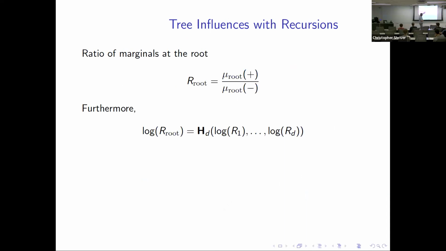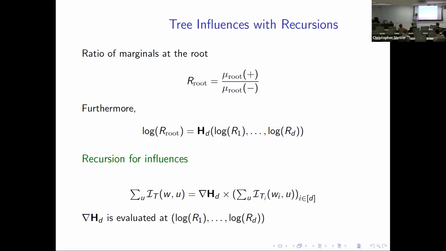Okay, so I have the ratio of marginals. What I'm working with here really is the log ratios, not really the ratios. And I can set up a nice recursive relation, expressing the log ratio of the root using this function H as the ratios of the subtrees hanging from the root. This is very easy to derive, but I won't do it now. I won't even show you how this function looks, it's not necessary. And what happens is that the sum of the influences from the root to all vertices in the tree can be expressed recursively with this relation.